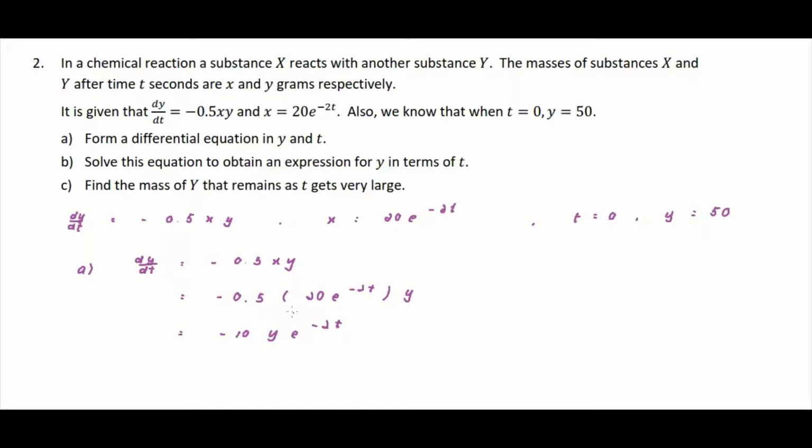You don't need to do anything else because it's just a differential equation, and you now have it in terms of y and t already. So that's it. Okay, so B: solve this equation to obtain an expression for y in terms of t.